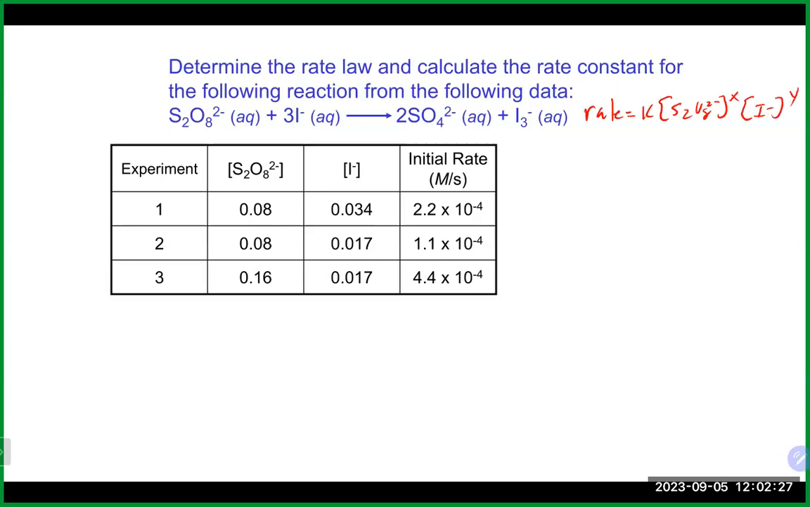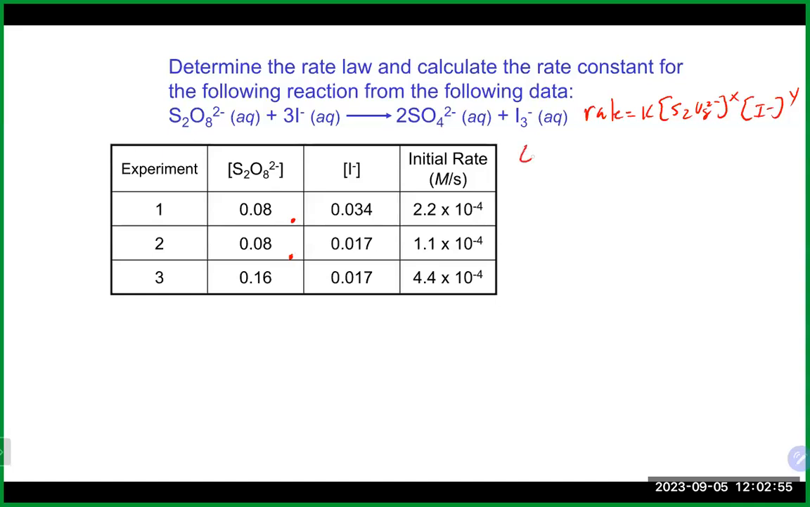So again, the goal of using the table is to first figure out the orders. Once you have that, obviously you'll have the completed rate law, and you could get to the rate constant at that point. So we're going to do our same approach, where we look at the table and choose 2 entries where we keep one constant and vary the other. Just looking at it, experiments 1 and 2 will keep this one constant and vary the other. So that's where I'm going to start.